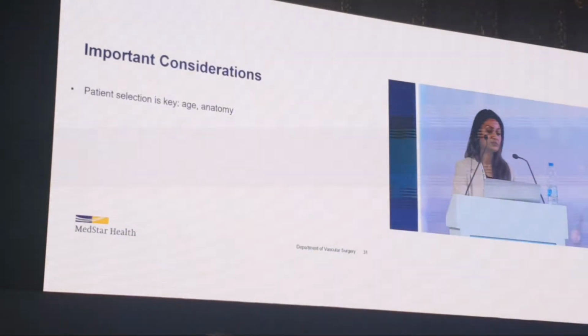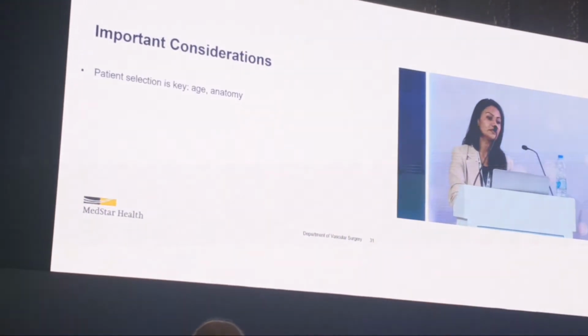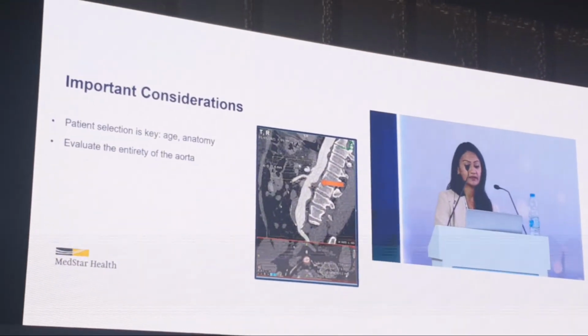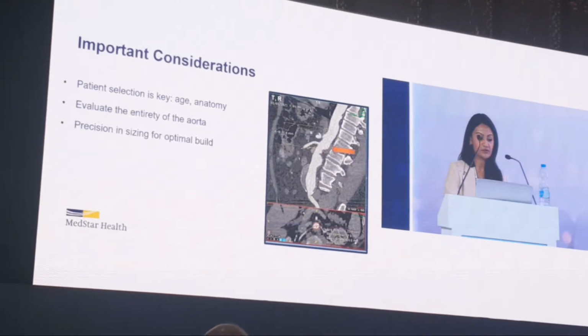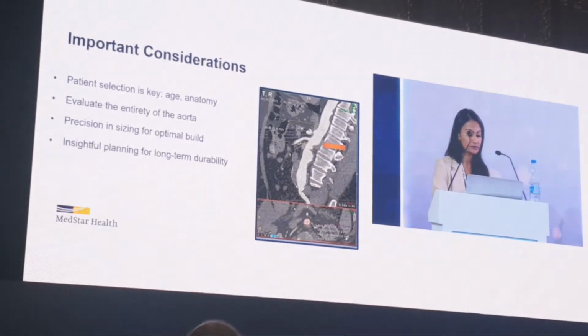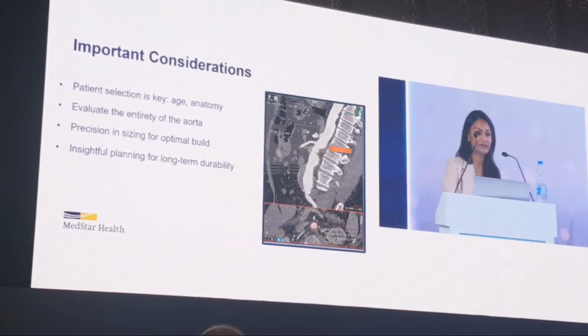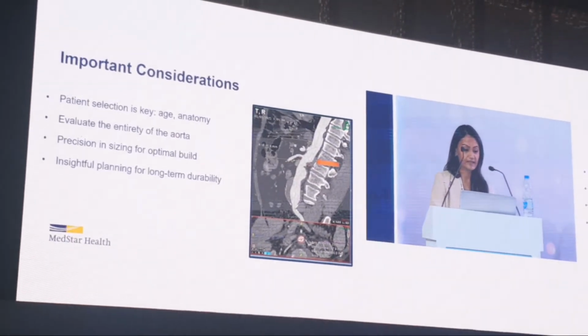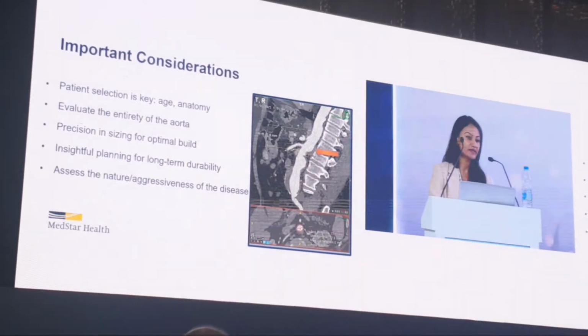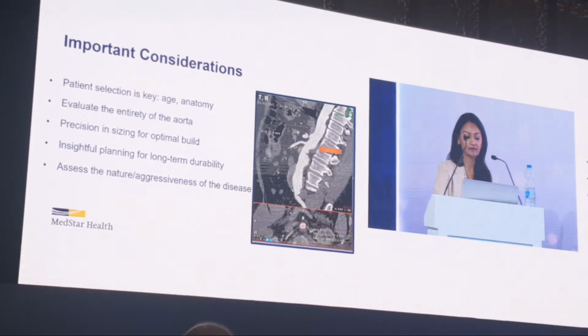So, things that we need to consider: patient selection. I think it's really, really important to avoid the problem of type 1A endoleak. You have to evaluate the aorta in its entirety to make sure that you're not missing anything, with precision in sizing for optimal seal, to make sure that you are building into the healthy, parallel aorta. I think this planning is probably the bulk of the work, and everything else in the OR is just technical execution.